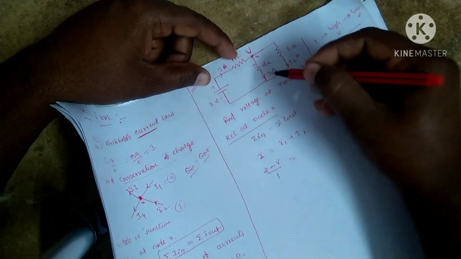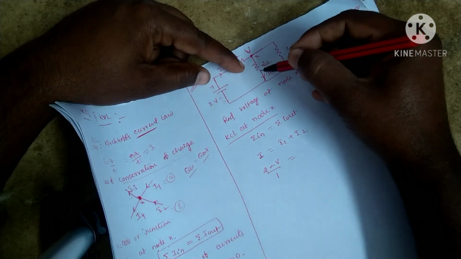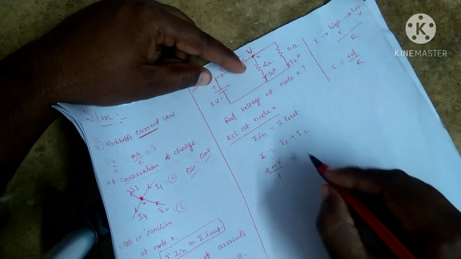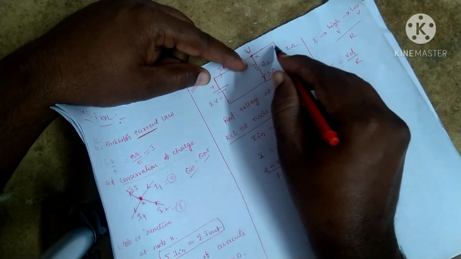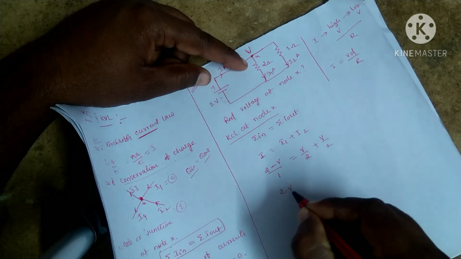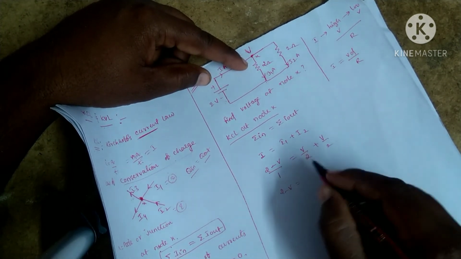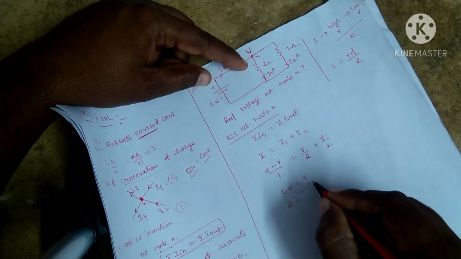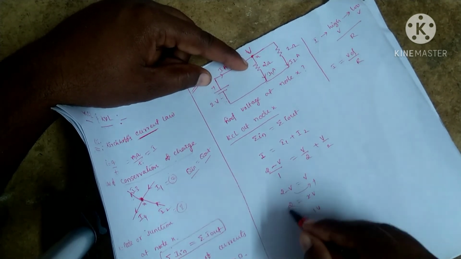That is equal to I1, in this branch only one resistor is there and no other voltage source, only V is there. So V by 2, plus again in this branch V by 2. Take 2 minus V is equal to V by 2 plus V by 2. Take LCM: 4 minus 2V is equal to V plus V, so V is equal to 1 volt.